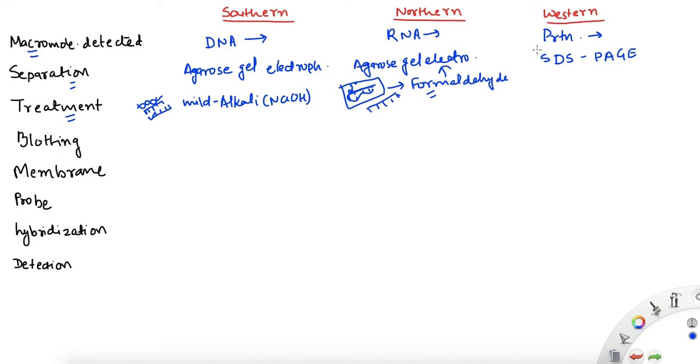And in case of western blotting for the protein, we know we are using SDS, right? That is going to give a net negative charge to your proteins. Okay, so now once we separated, we blotted it, right? What was the blotting method we used for each? For southern and northern, if you remember, we used the capillary action method.